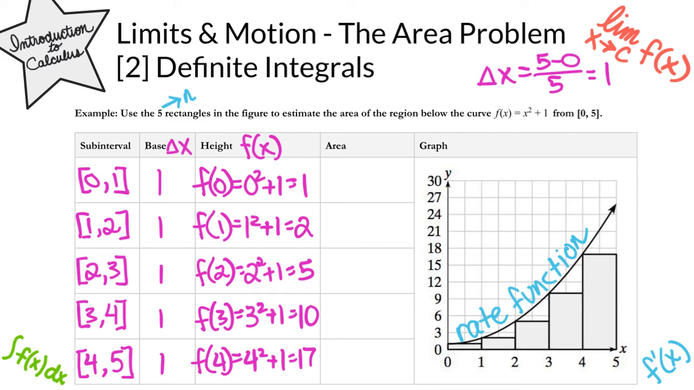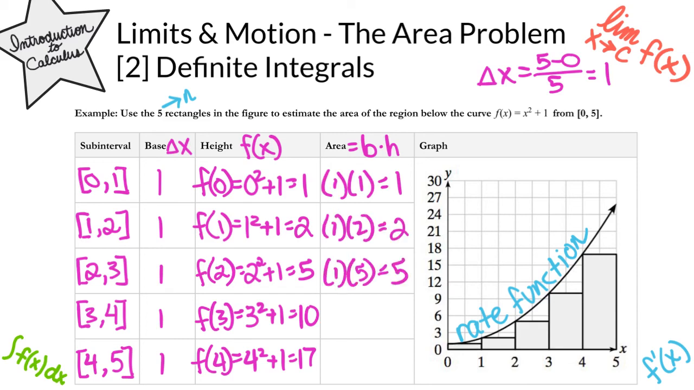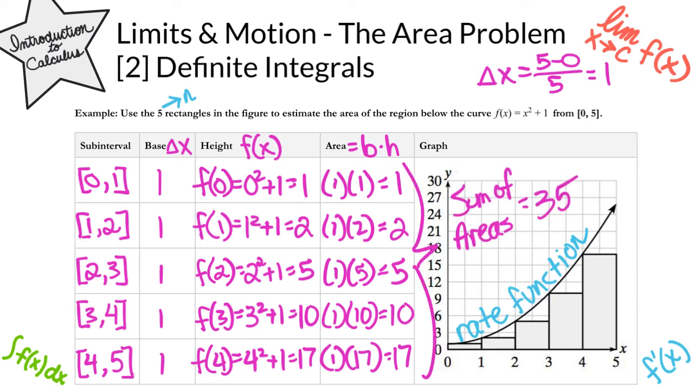Now we're ready to calculate the area for each rectangle, but notice the base is just 1, so our area is the same as height. It's not always like that. The base could be any positive number, really. So the first area is 1 times 1, which is 1, 1 times 2, which is 2, 5, 10, and 17. Which means our sum is 35. The sum of all of the areas of the rectangles is 35.